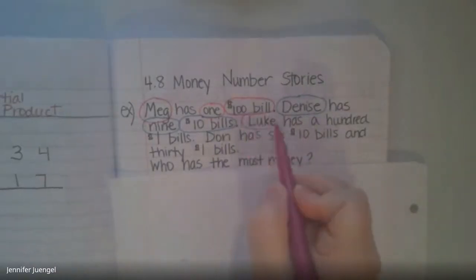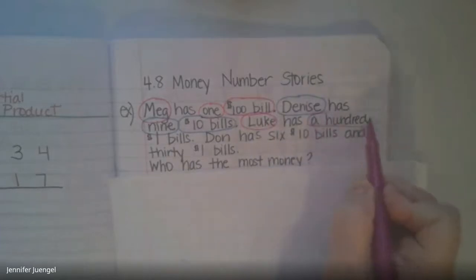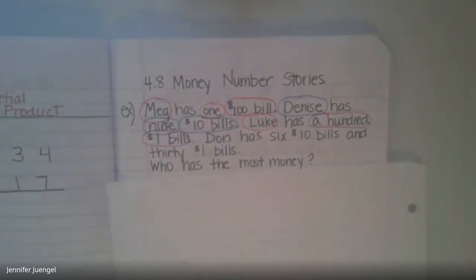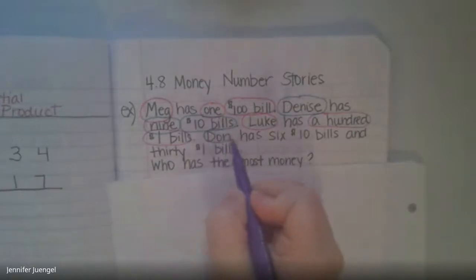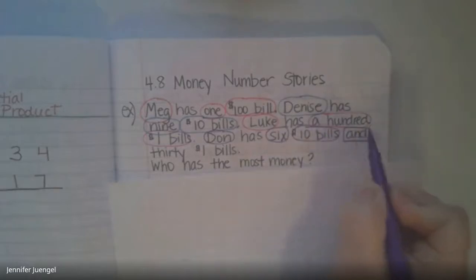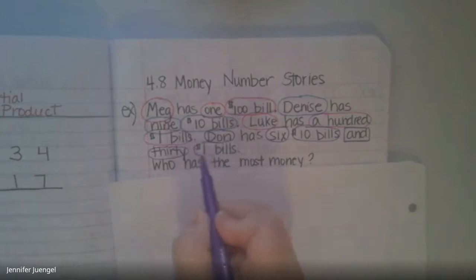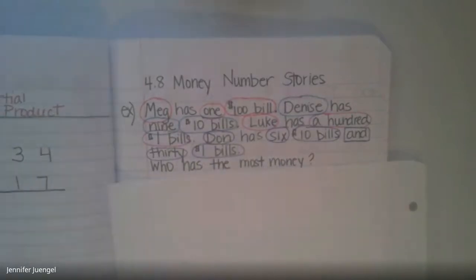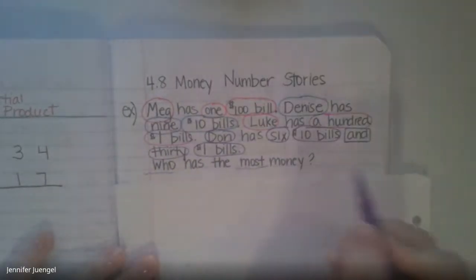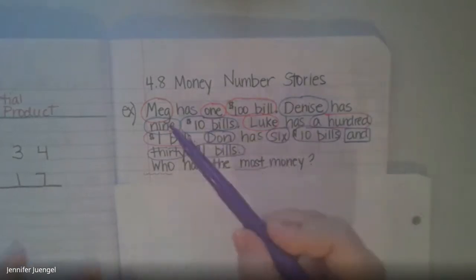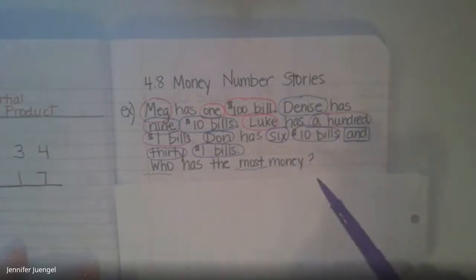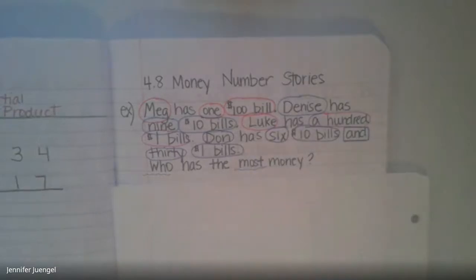Luke has 100, so 100 $1 bills. And Don has 6 $10 bills and 30 $1 bills. Who has the most money? So who, we need a name, has the most money. So we need to find out how much money does Meg have, how much money does Denise have, how much money does Luke have, how much money does Don have, and find out who has the biggest number.